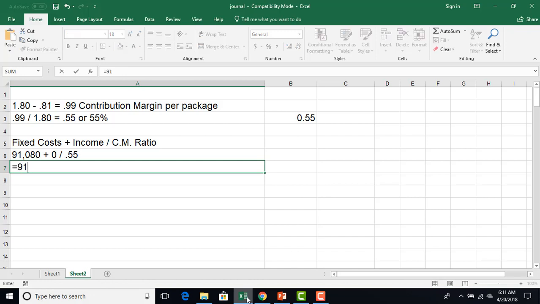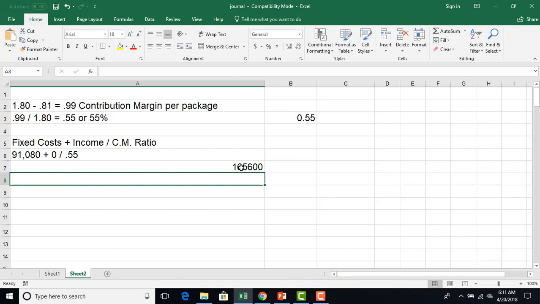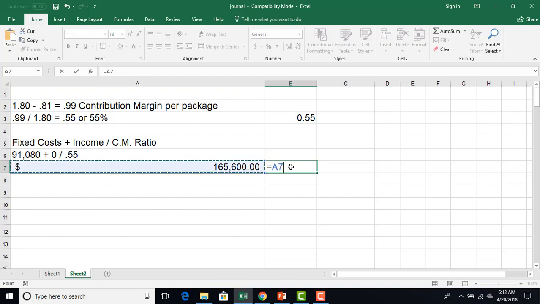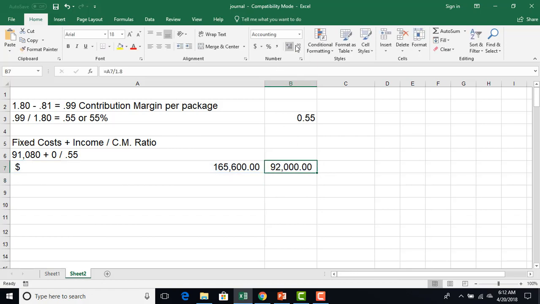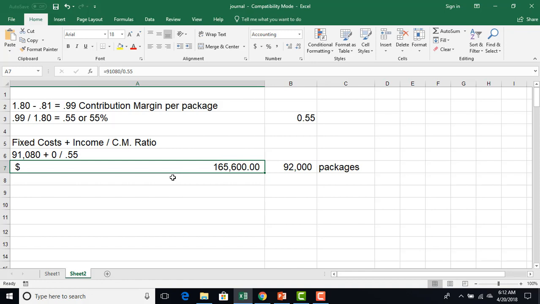Just running those numbers through, 91,080 divided by 0.55 gives me a break-even point in sales. Remember, this is my dollar number here: $165,600. If I wanted to break that down to units, I could take that 165,600 and divide it by my selling price per unit, which was 1.80, and I get 92,000. So I have to sell 92,000 packages of socks to be able to break even, for sales of $165,600.